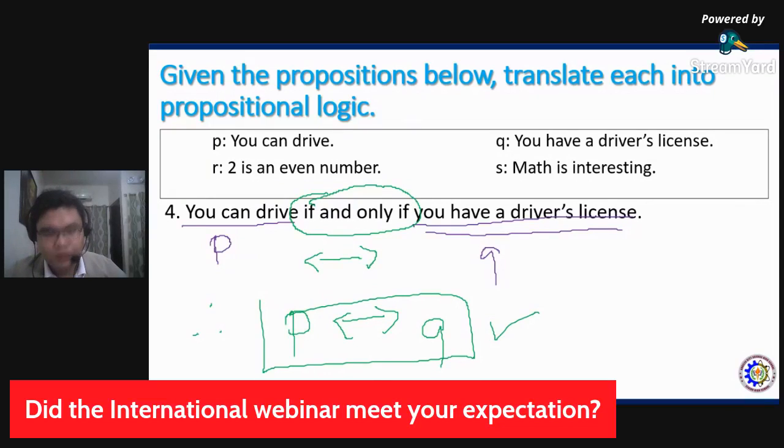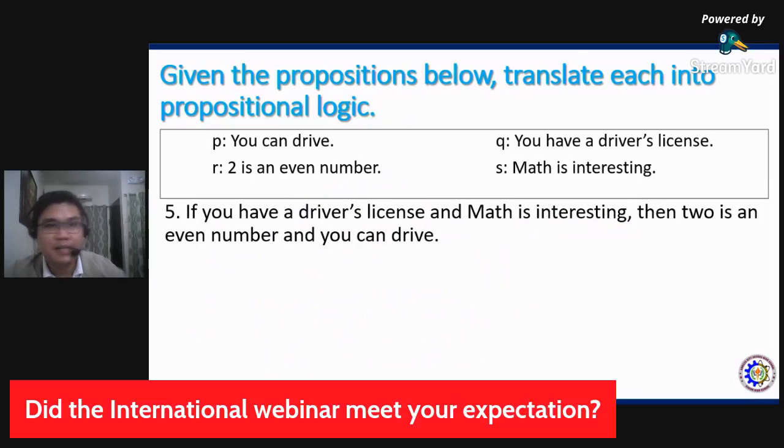Moving on to the fifth and our last example for this exercise. The fifth statement says, if you have a driver's license and math is interesting, then 2 is an even number and you can drive. In this example, all of the propositions are used, but you have to examine the connectors. We have a connector here, and, and also a connector here, and, but they are connected by this if and then. So you have to take note of that in order for us to write the propositional logic.